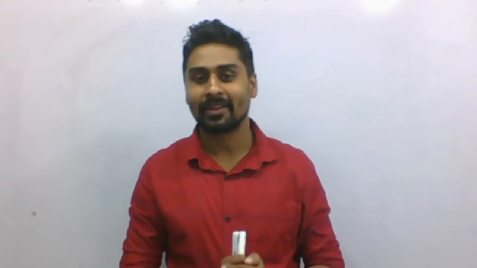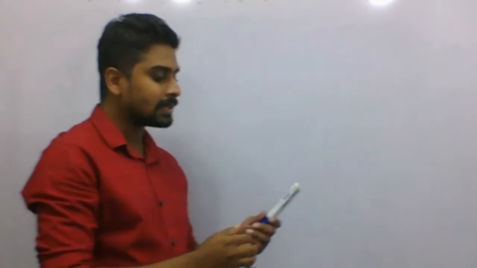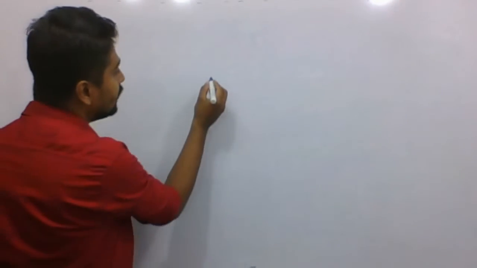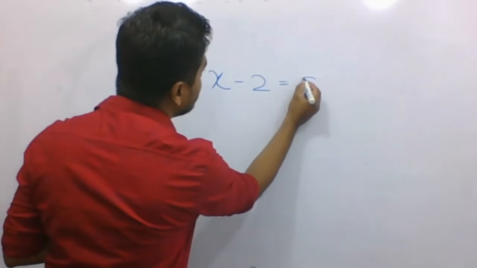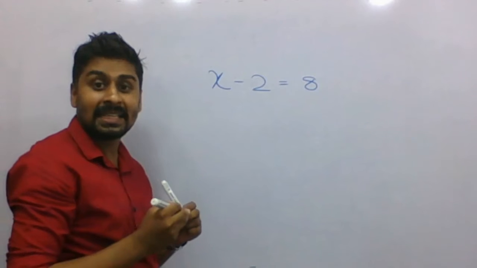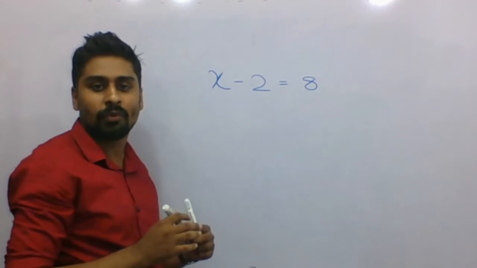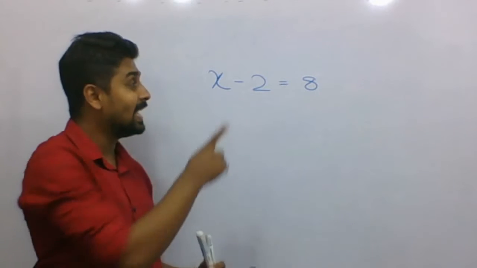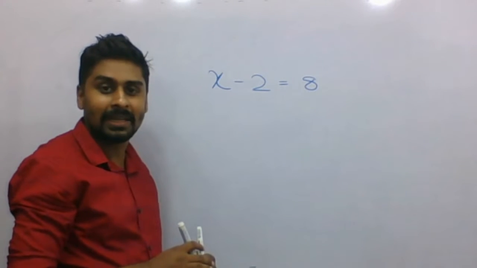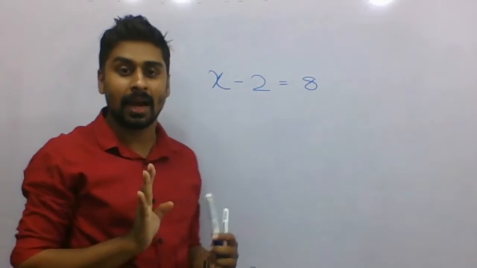Okay, right, then let's start. In previous lessons, we have done this type of question: x minus 2 equals 8. What is this? This is a simple linear equation. Why? How many unknown terms are there? Only one unknown term. What is it? x is the one unknown term, right?